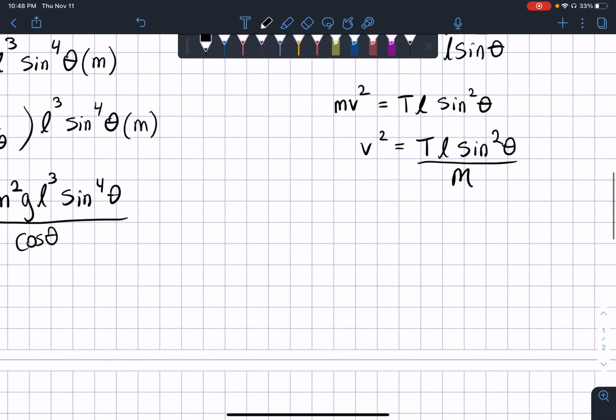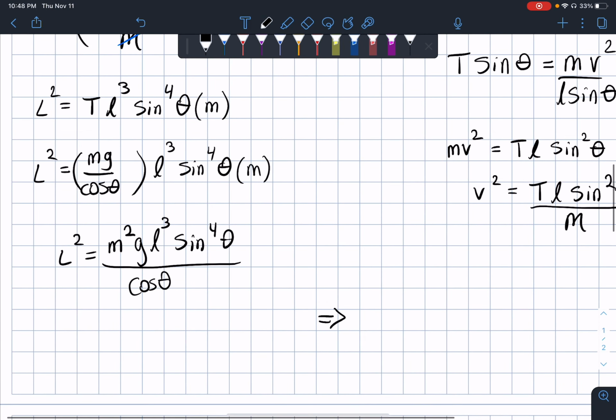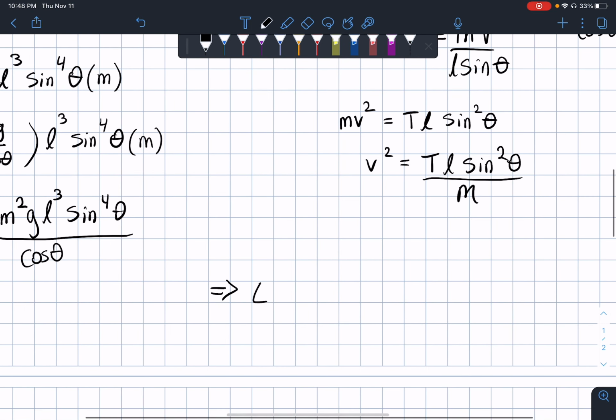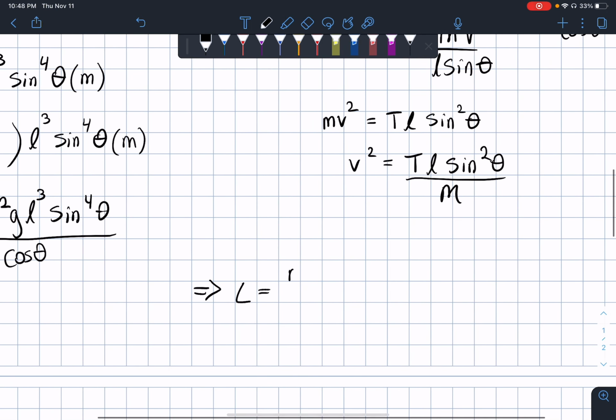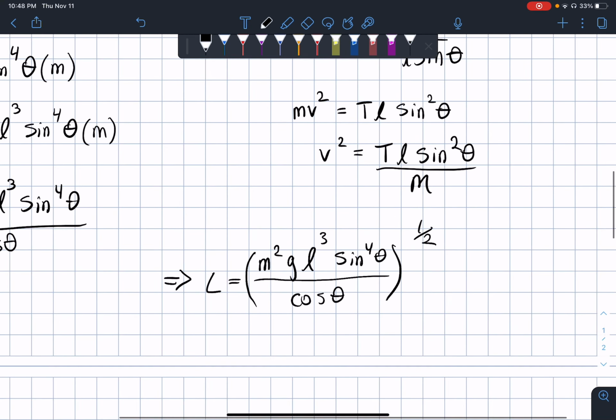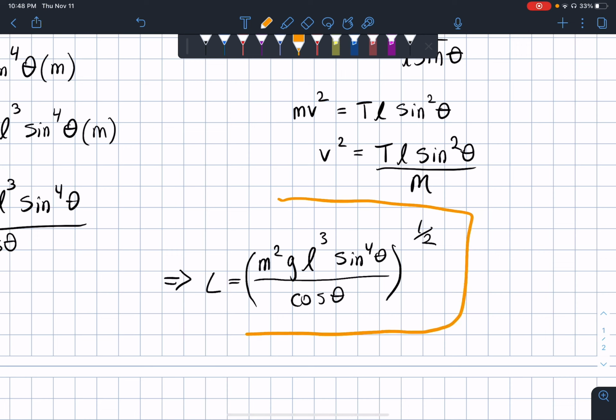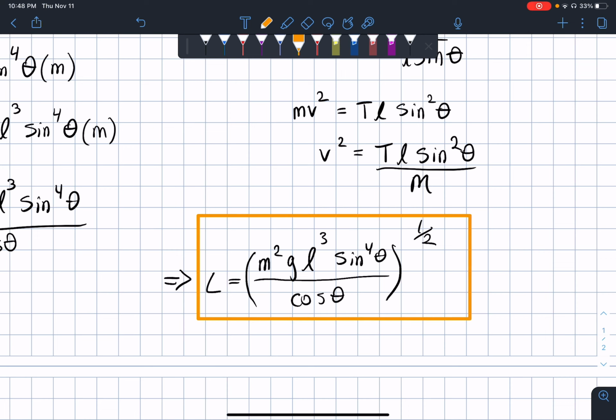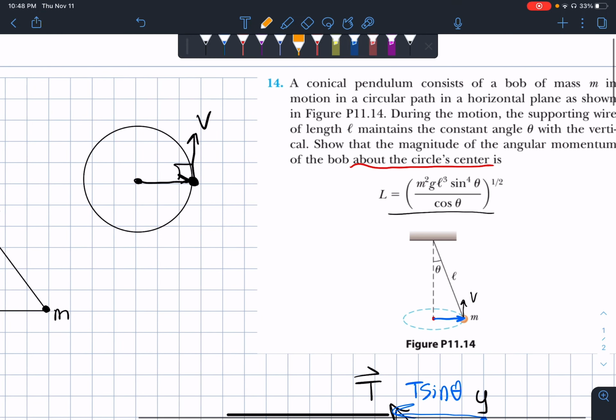And now the last step is to just take the square root. So I'm just going to say that L equals m squared g little l cubed sine to the fourth theta divided by cosine of theta, all to the 1/2 power. And there we have it. This expression right there matches what they wanted us to show from right here.